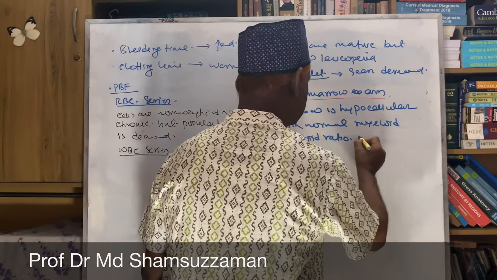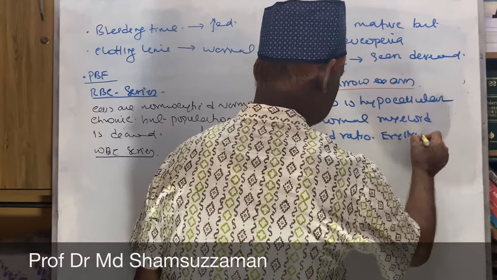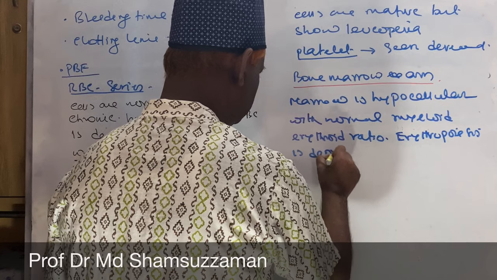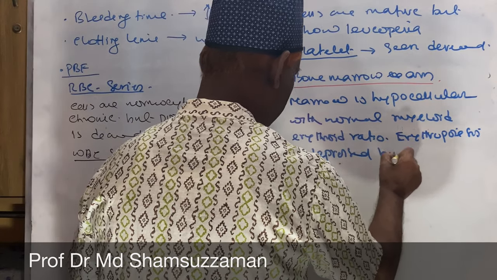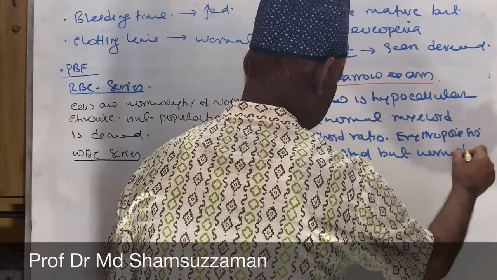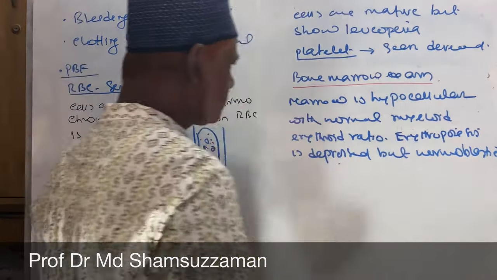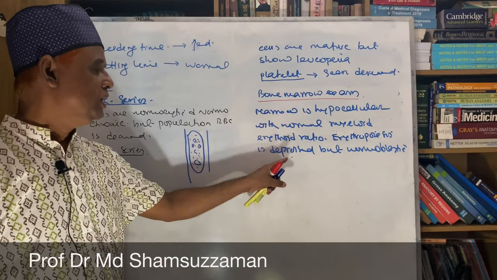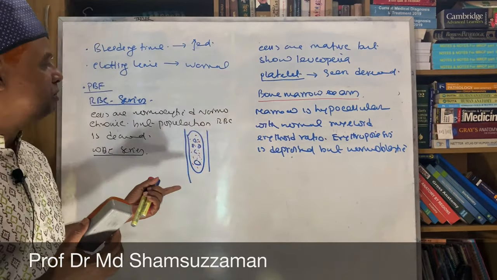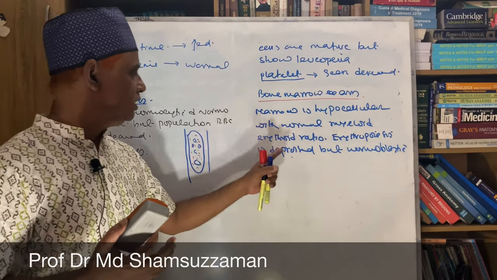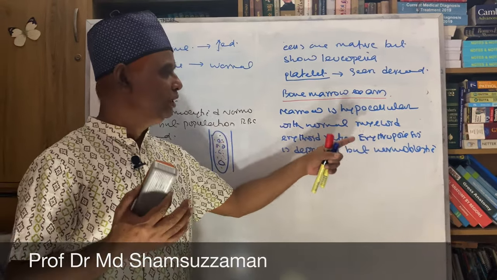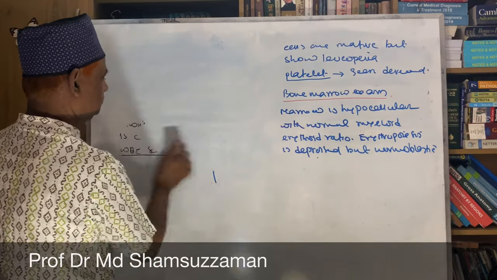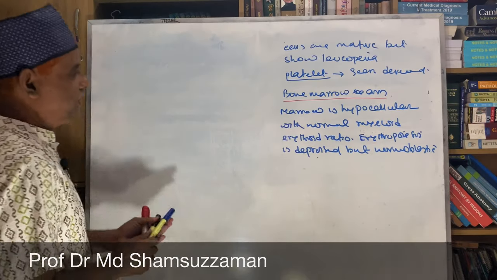Now come to erythropoiesis. Erythropoiesis is depressed but normoblastic. What does it mean? As marrow elements are decreased, there will be decreased, depressed erythropoiesis. But whatever may be the amount of synthesis of RBC, the erythropoiesis is normoblastic. The nucleated cells are normally produced as normoblasts. Then granulopoiesis.